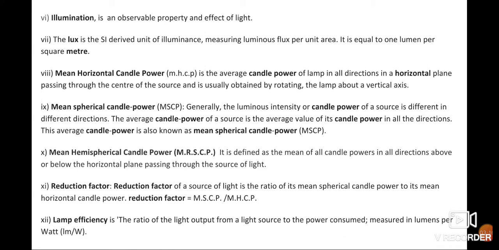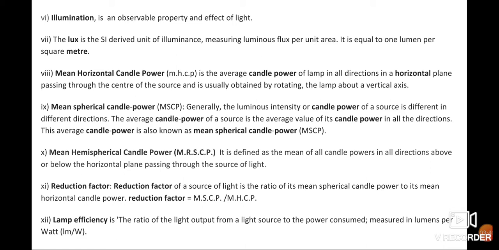What is mean spherical candle power? It is abbreviated as MSCP. Generally, the luminous intensity or candle power of a source is different in different directions. The average candle power of a source is the average value of its candle power in all directions. This average candle power is also known as mean spherical candle power.